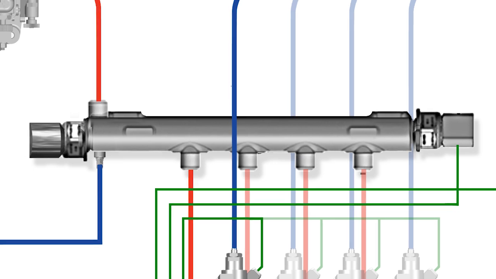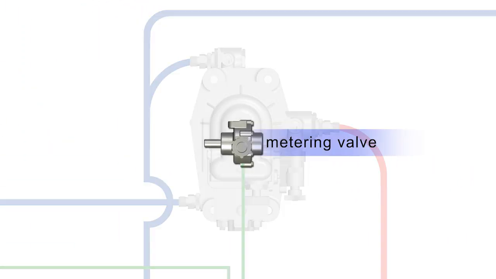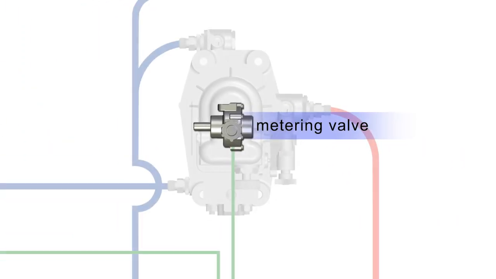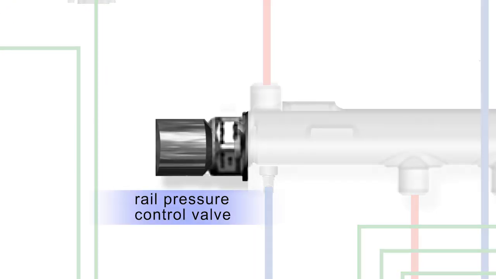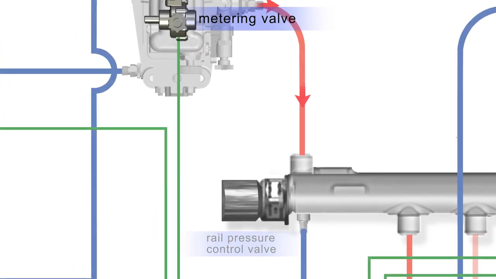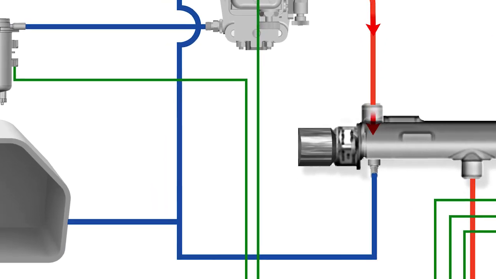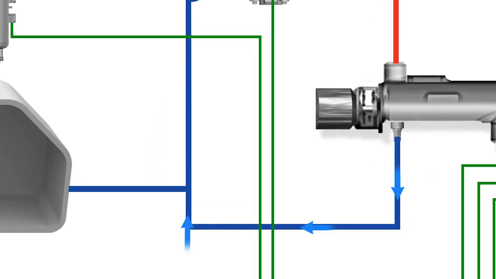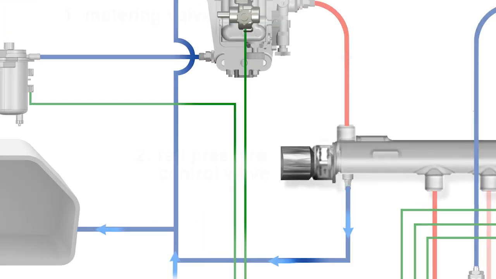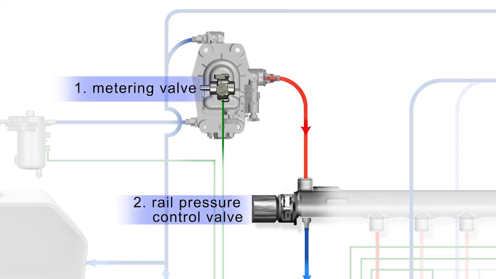The pump control will be done by a metering valve or a suction control valve, and at the rail by a rail pressure control valve. At the pump, the valve will control the amount of fuel going into the pumping chambers, thus varying the rail pressure. The rail pressure control valve will vary the amount of fuel that is returned to the tank, thus controlling the rail pressure. A two-point control system uses both these methods to vary the fuel pressure.